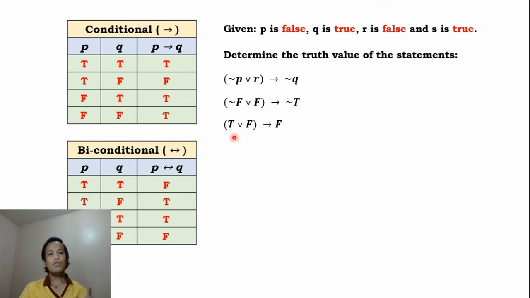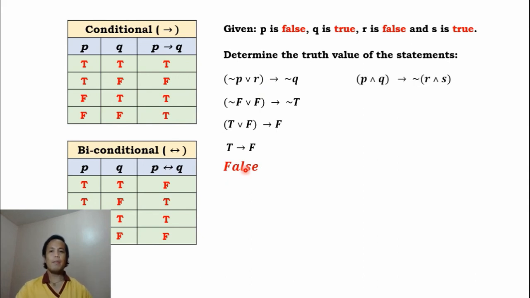Then true or false, according to the truth table for disjunction, true or false is true. Now, true implies false. That falls under the second row, which is true implies false is false. So therefore, the whole statement is false. So the truth value for this statement is false.